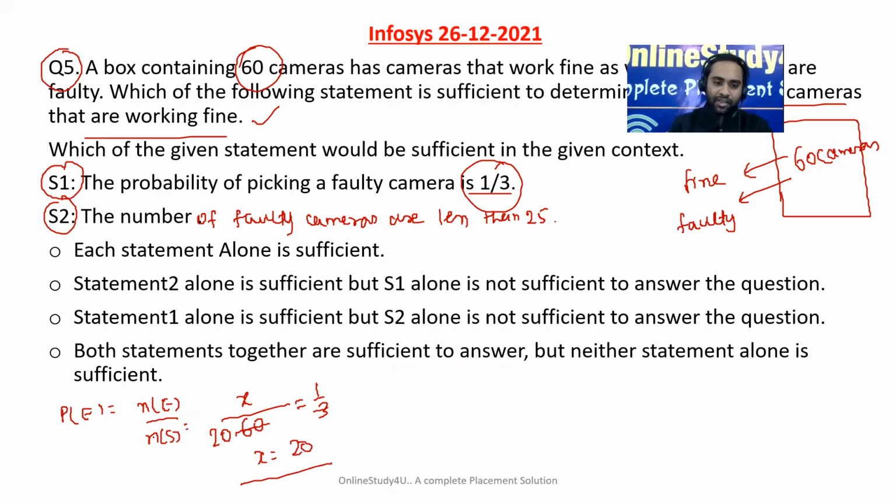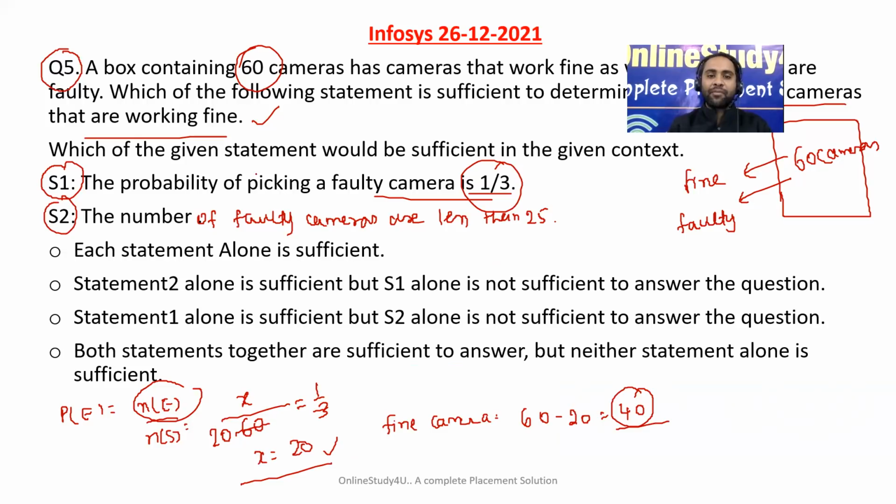See, X is what here? NE is your favorable event, that means faulty cameras, because they have given the probability of picking a faulty camera as 1 by 3. So we got the faulty cameras. What will be the fine, working cameras? Fine cameras will be 60 minus the faulty ones, so 40. So the total number of fine cameras will be 40. So we will be able to determine it from statement 1.